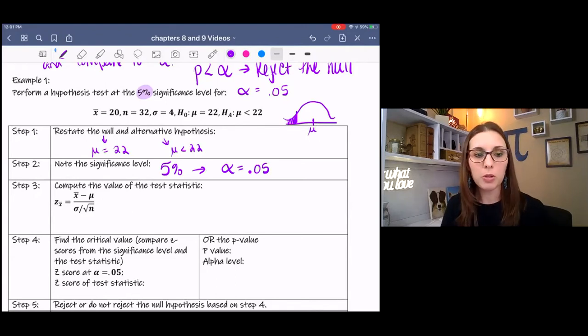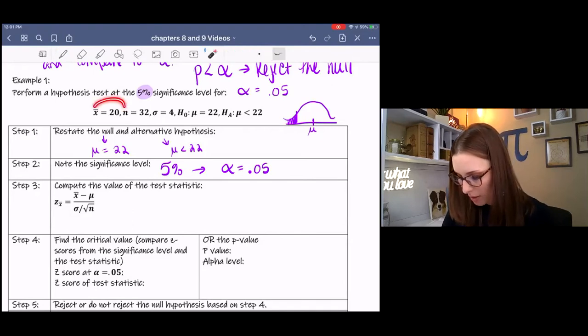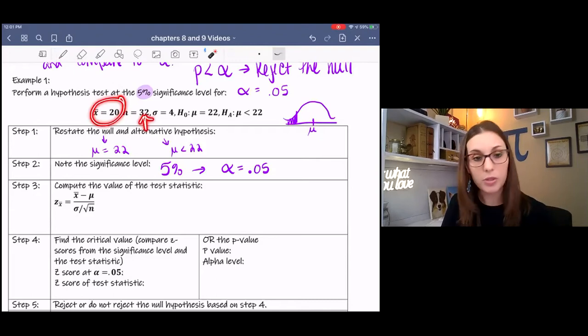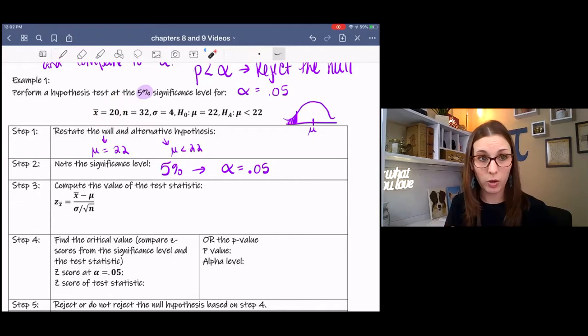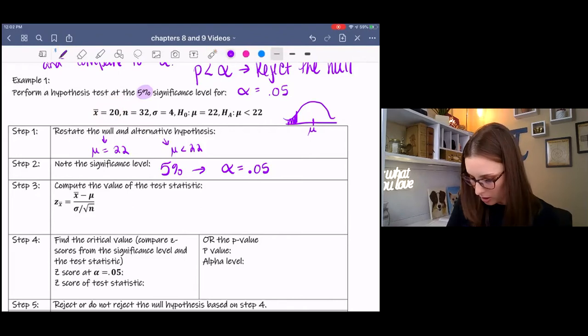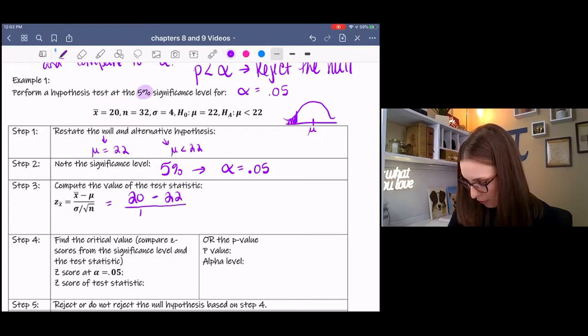Now, we're going to compute the value of our test statistic, which is based on our sample mean and our sample size. And this test statistic is going to give us that information we need to test whether the population mean is plausible or not. So we have 20 minus 22 over 4 divided by square root n.